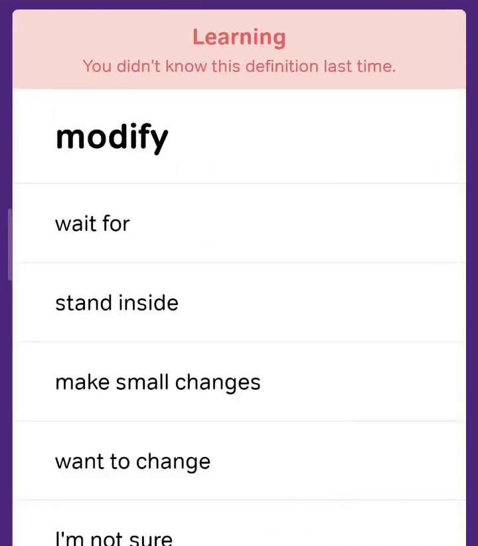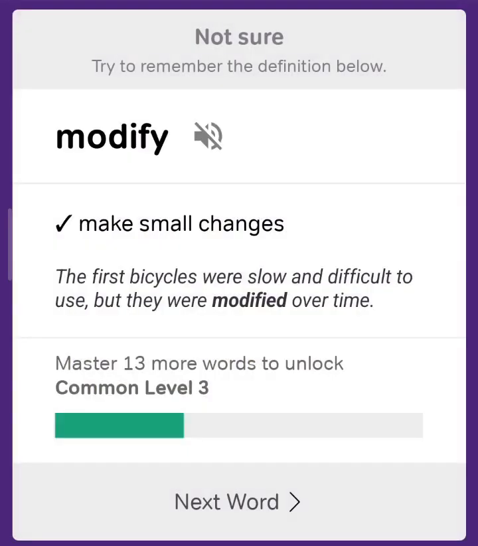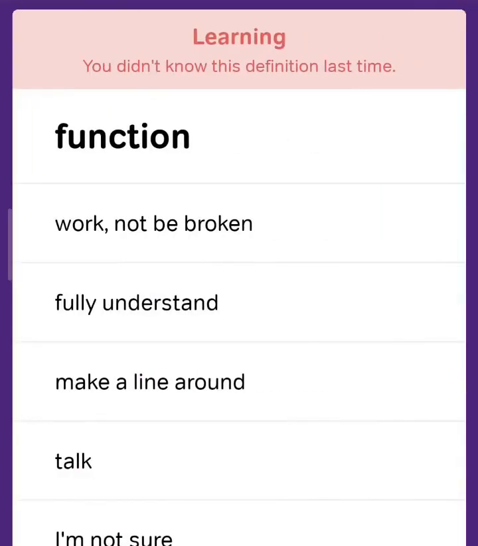Modify. Make small changes. The first bicycles were slow and difficult to use, but they were modified over time.